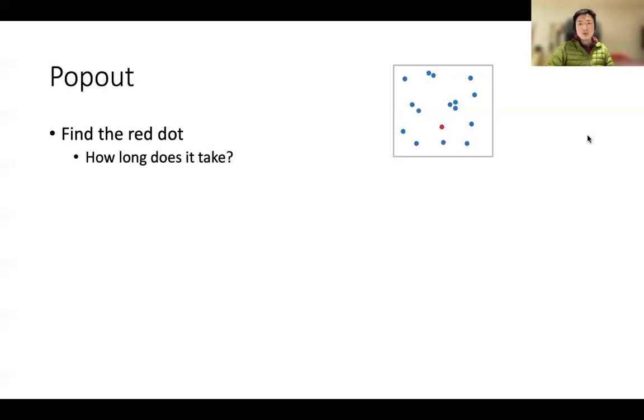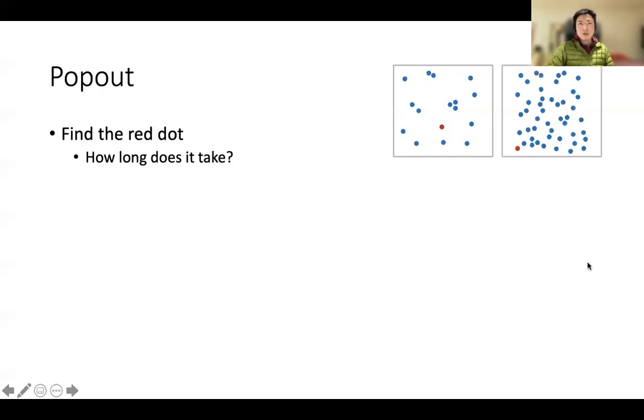And just to give you another example, if you do the same task, if you need to find this red dot among all the blue ones, again, it takes almost no time. And this is actually the ideal case. That means even if you have more data points, you can still find the answer very quickly, regardless of how many data points there are. So that's the best possible case.